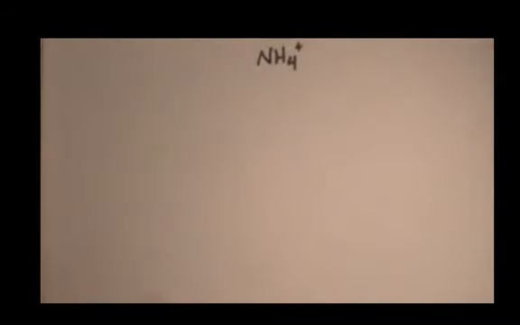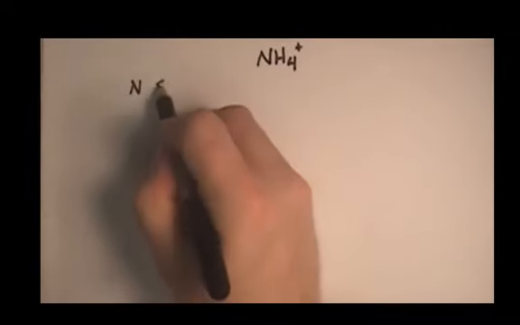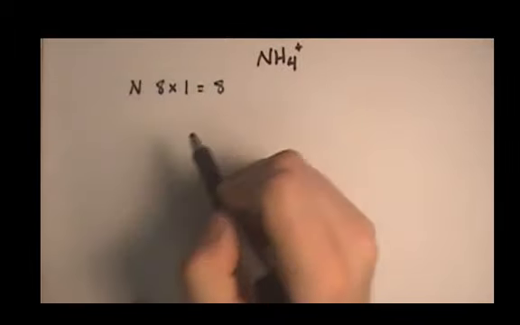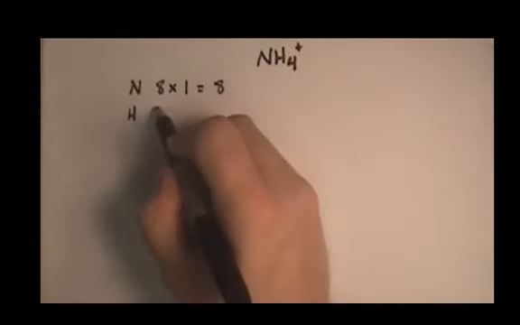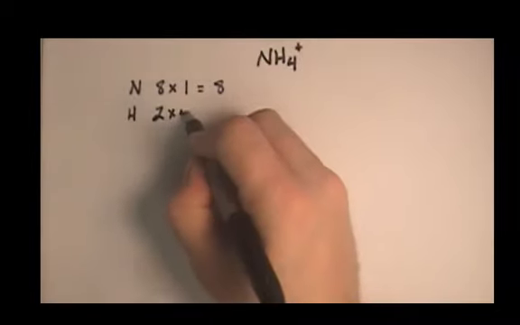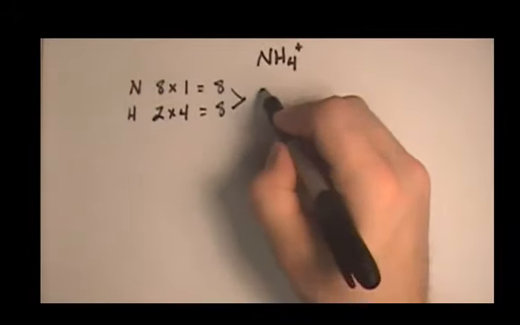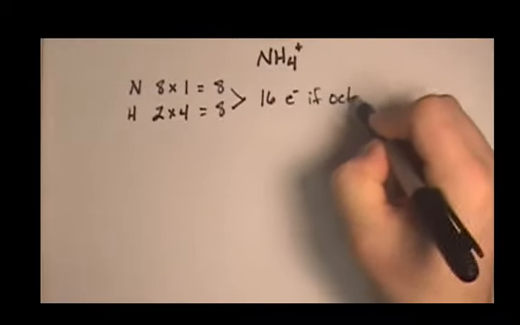The ammonium ion is NH4, it's got a +1 charge. We go through the procedure, and for the octets, the procedure is the same as we've done already. We've got nitrogen. If it had an octet, it would have 8 electrons. There's only one nitrogen, and that's going to give us 8 electrons. For the hydrogens, each atom has 2 electrons if they're an octet. We have 4 of them. That gives us 8 electrons total. Together, we have 16 electrons if they were an octet.